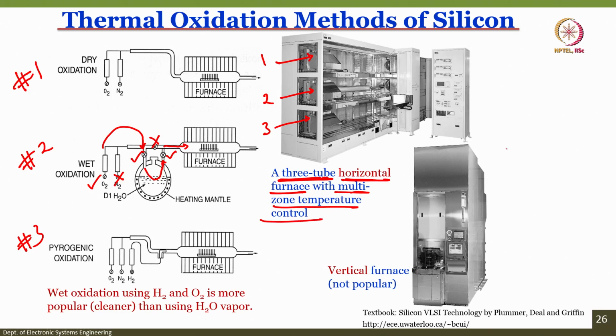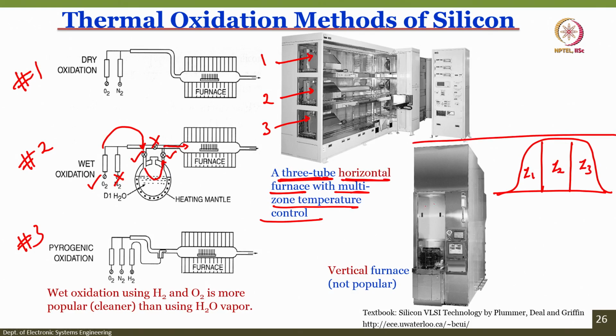What is multi zone temperature control? That means that you have zone 1, zone 2, zone 3 across the tube. So, if I draw the tube, somewhere in the center you will have this zone 1, zone 2, zone 3. So, you can have different temperature in each zone. That means you have multi zone temperature control, right.